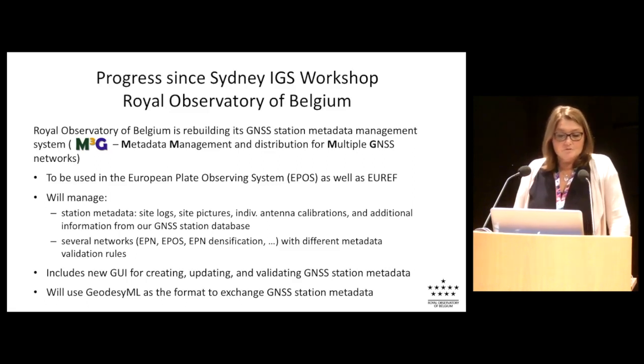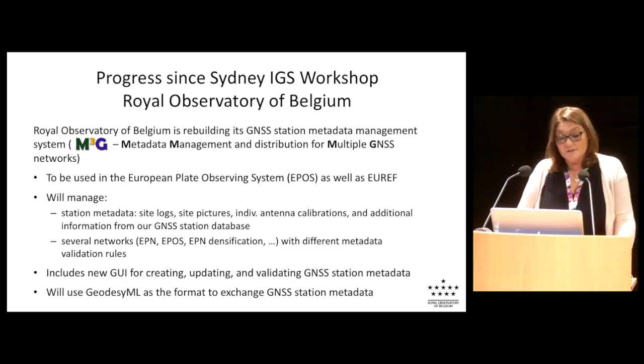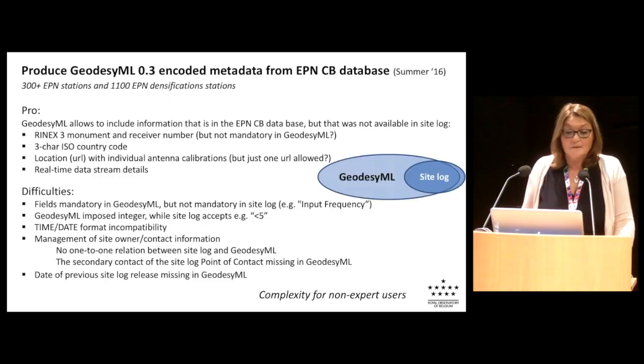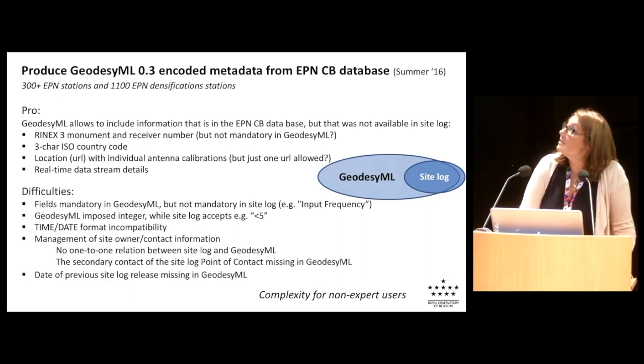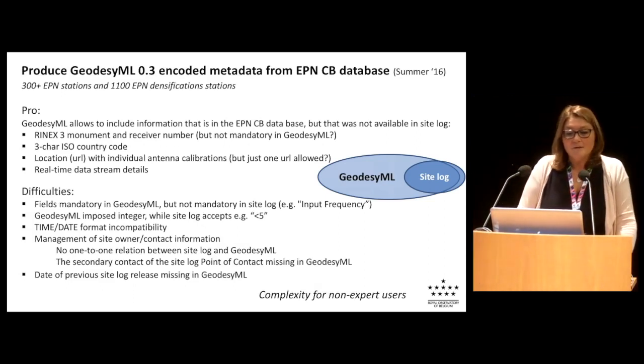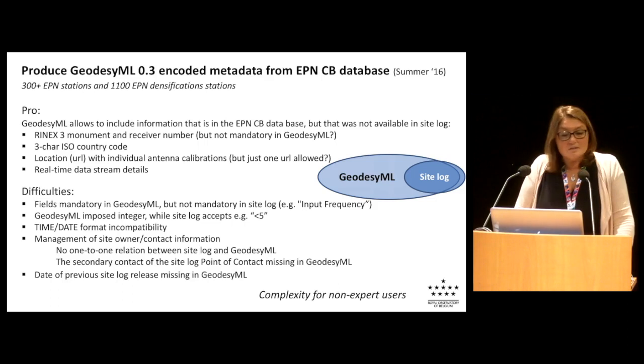So we have to have network-dependent rules. The software will include a GUI for creating, updating, and validating GNSS station metadata. So it's the update of our online site log submission tool that we have today, and we'll use GeodesyML as the format for exchanging GNSS station metadata. What we did in the summer last year, when we had the time to look at GeodesyML, and it was still version 0.3 at that time, was take our EPN logs and densification logs. In total, we had about 1,400 station logs, and we tried to map them in GeodesyML.